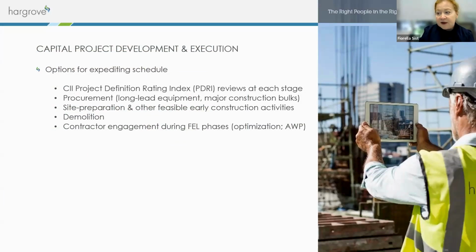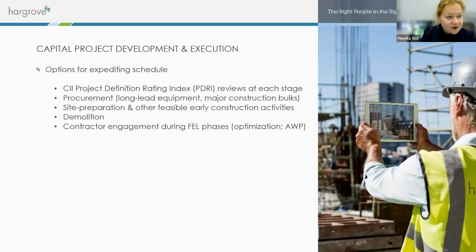Yeah, there are. I already told you about long lead items. If you know much earlier, like in the FEL2 stage or the beginning of FEL3, what your long lead items are, and you could place that order immediately because you've got funding to do it, this will definitely help to compress the schedule.